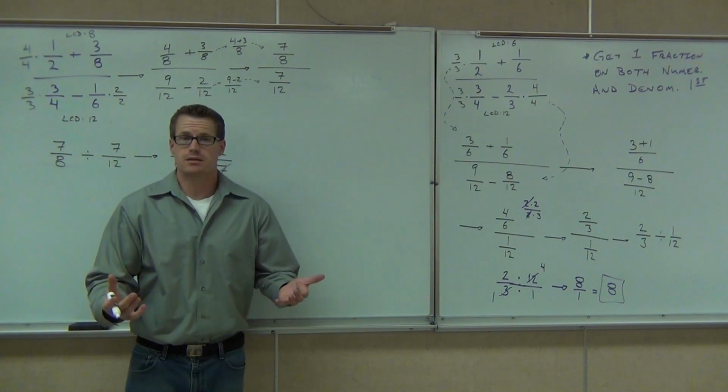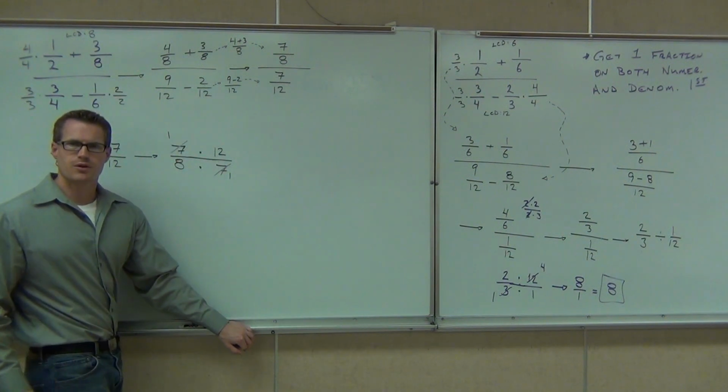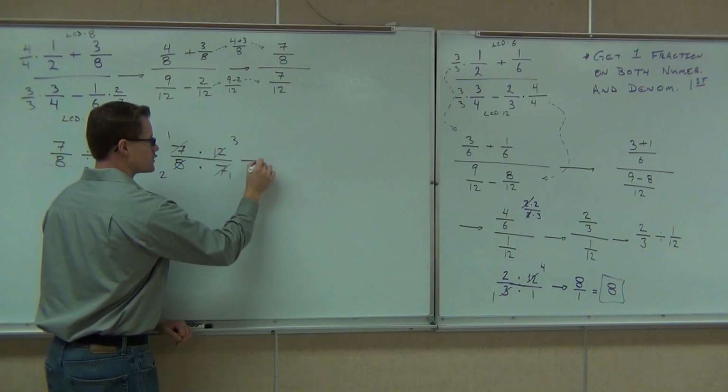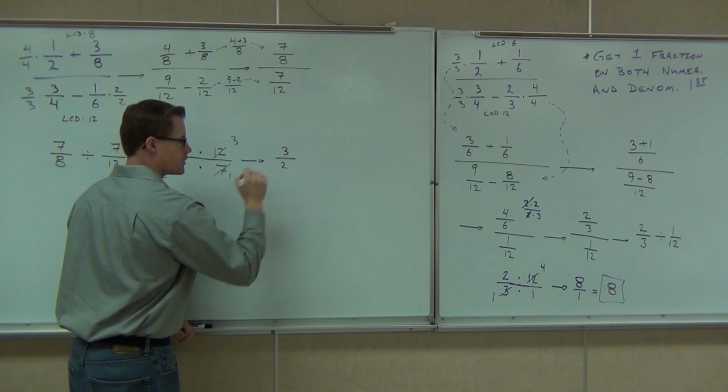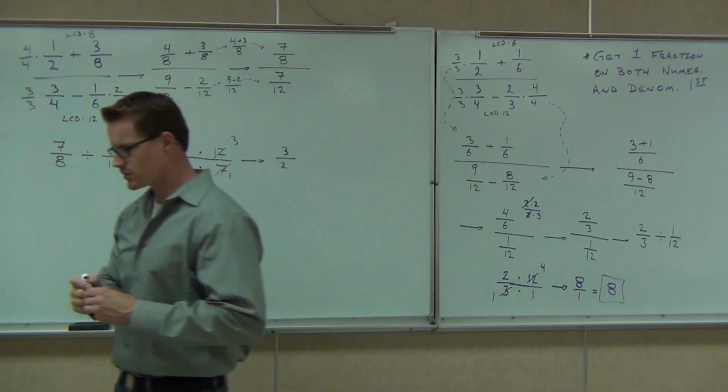Good, because we're actually dividing. And the 8 and the 12, what goes into both those? 4. 2 times, 3. 3 times. 3 over 2, so let me see your hands if you got that. 3 halves. All right, good job.